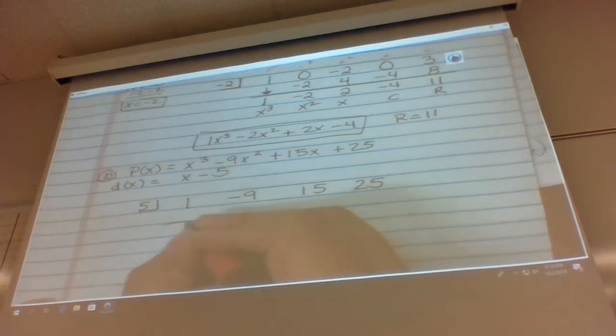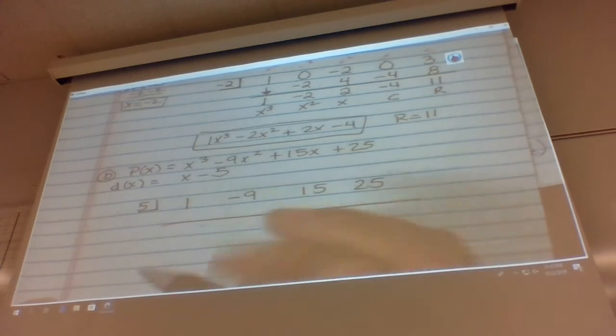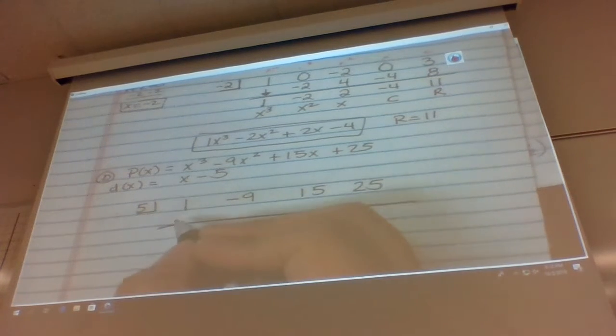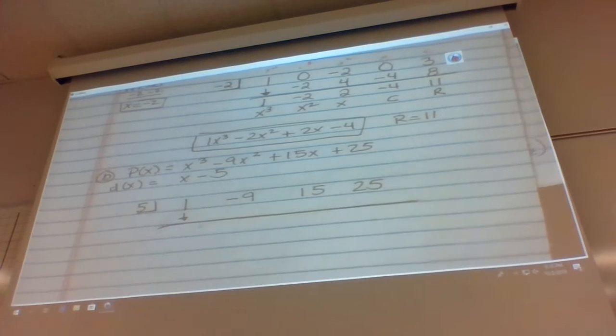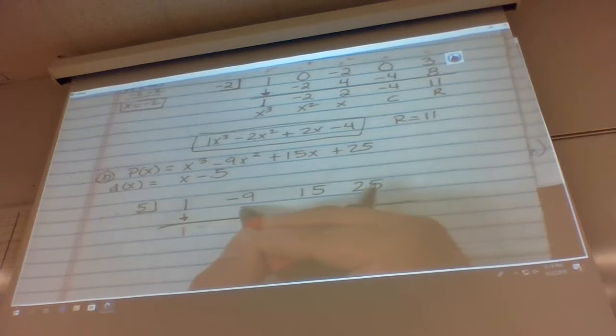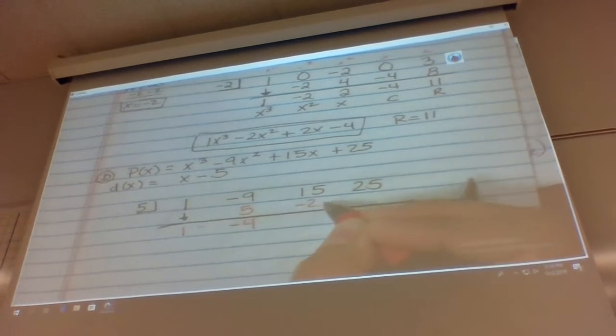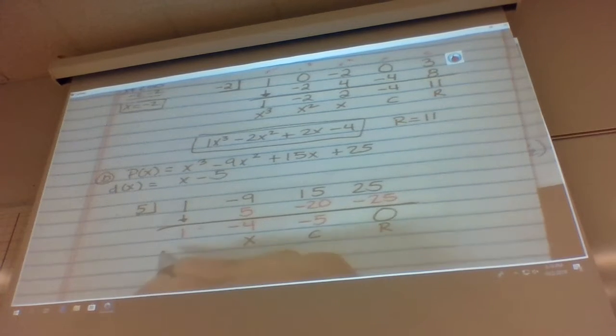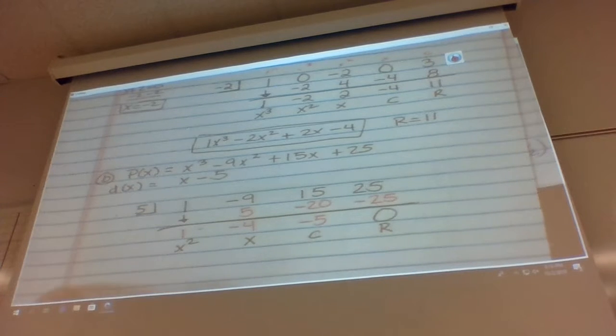Can I work it out now? Yeah, please. Work it out. So bring down the 1. This becomes a 5, this becomes a -4, this becomes a -5, this is a -2. So you get a 0. Perfect. You always label with the R, C, X, X squared. You always label in reverse. So my answer here is X squared minus 4X minus 5, and remainder 0.